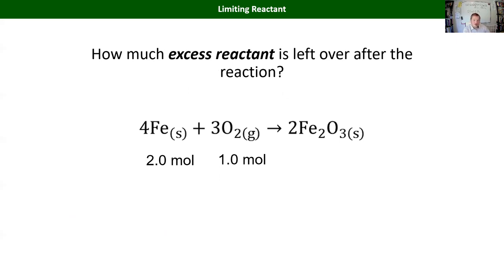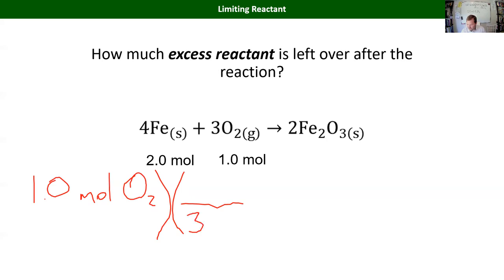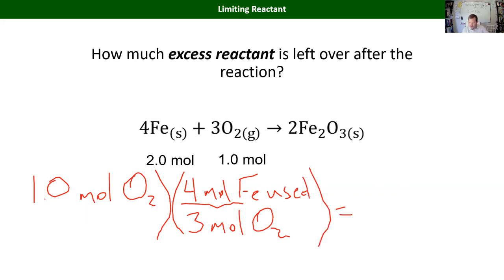Excess reactant is whatever you don't use. When you run out of the limiting reactant, excess reactant is whatever's left of the other component. So let's say we have 1.0 moles of oxygen, and we're going to use this reaction right here. Every time I use 3 moles of oxygen, I use 4 moles of iron. So if all of my oxygen reacts, I'm only going to use 1.33 moles of iron, and I have 2 moles.